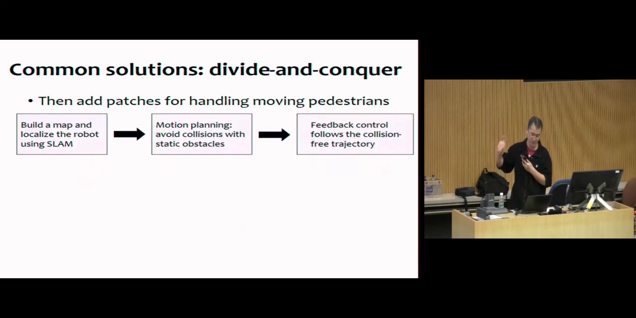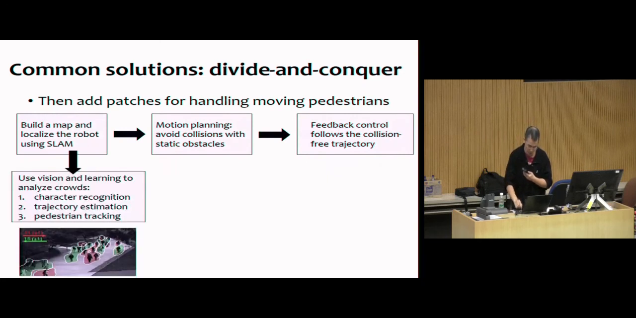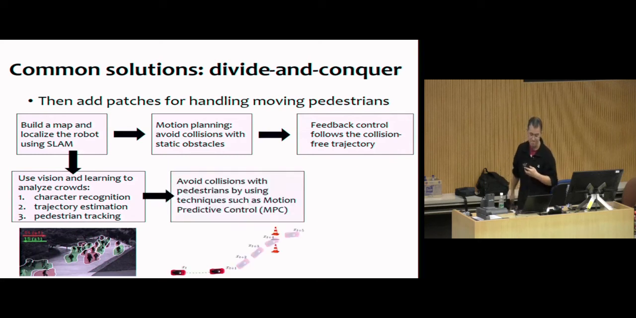Then you can add different parts. For example, there are people in the environment, so we can use vision or learning to analyze the crowd, for example to recognize the people, estimate their motion, and track them. Eventually we can know the position, or the future trajectory, of all the surrounding moving obstacles. After that, we can add the collision avoidance component to allow the robots to adaptively avoid all the moving objects. For example, we can use MPC or other techniques to do that.